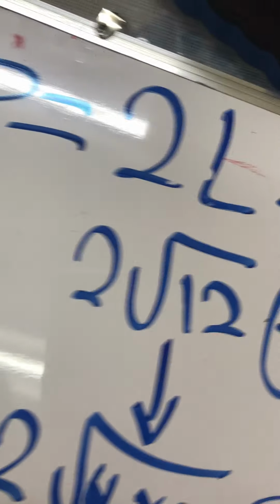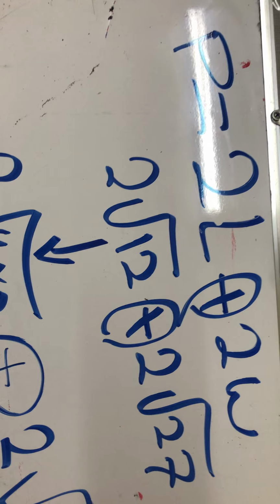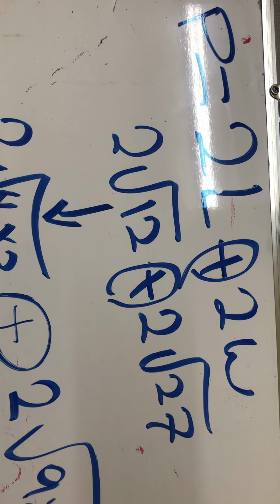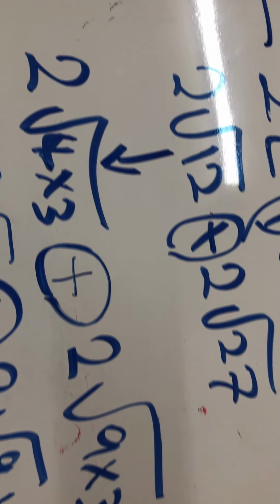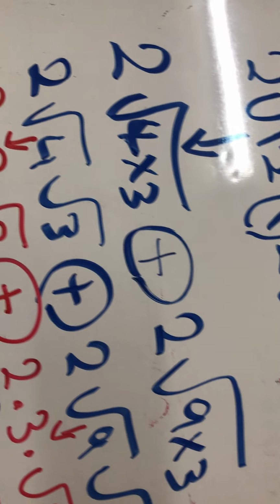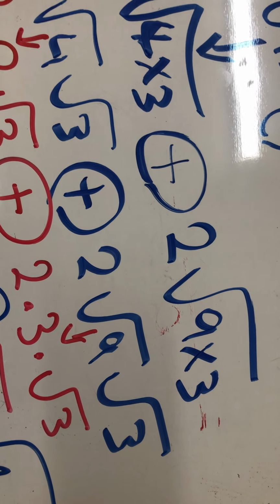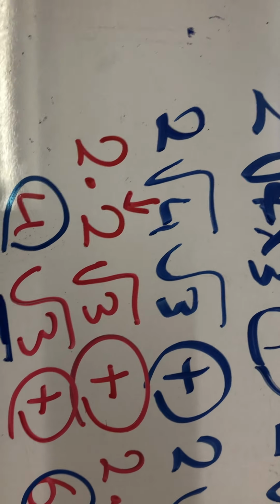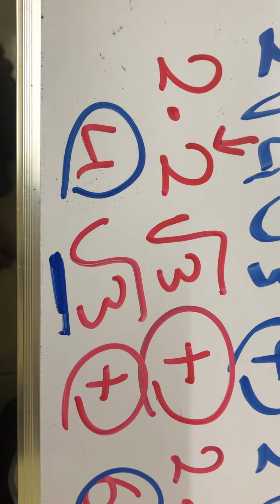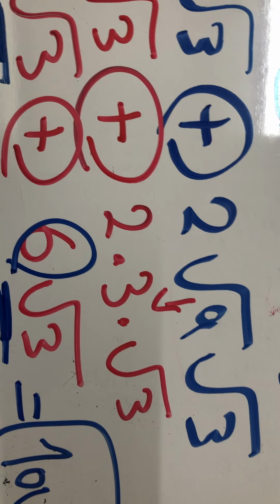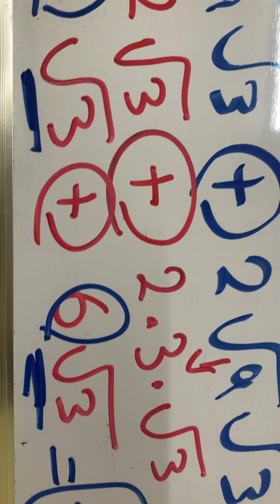So again, the perimeter is 2L plus 2W. 2 times the square root of 12 plus 2 times the square root of 27. I factorize 12 into 4 times 3. I factorize 27 into 9 times 3. Now 2 multiply square root of 4 multiply square root of 3 plus 2 multiply square root of 9 multiply square root of 3. 2 multiply 2, which is the answer of square root of 4, times the square root of 3 equal 4 square root of 3, plus 2 multiply 3, the answer of square root of 9, multiply square root of 3, so 6 square root of 3.